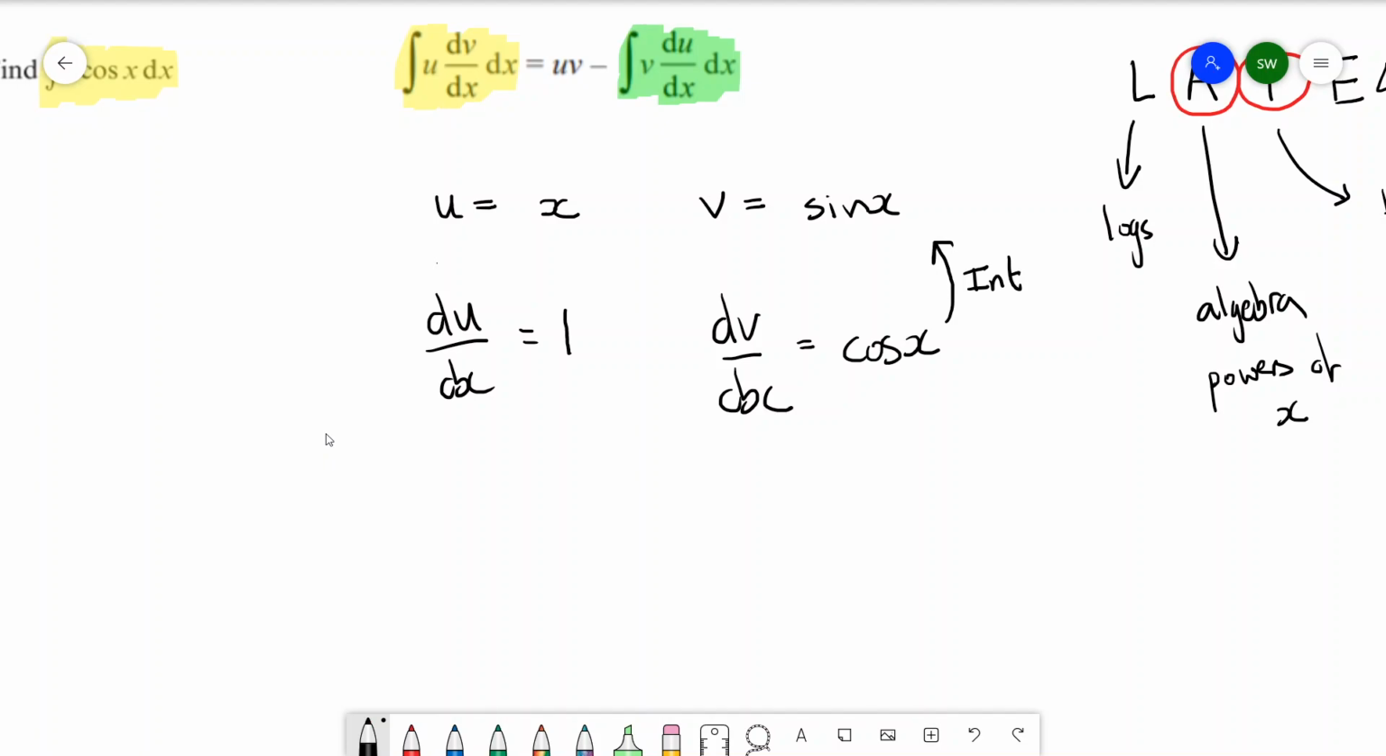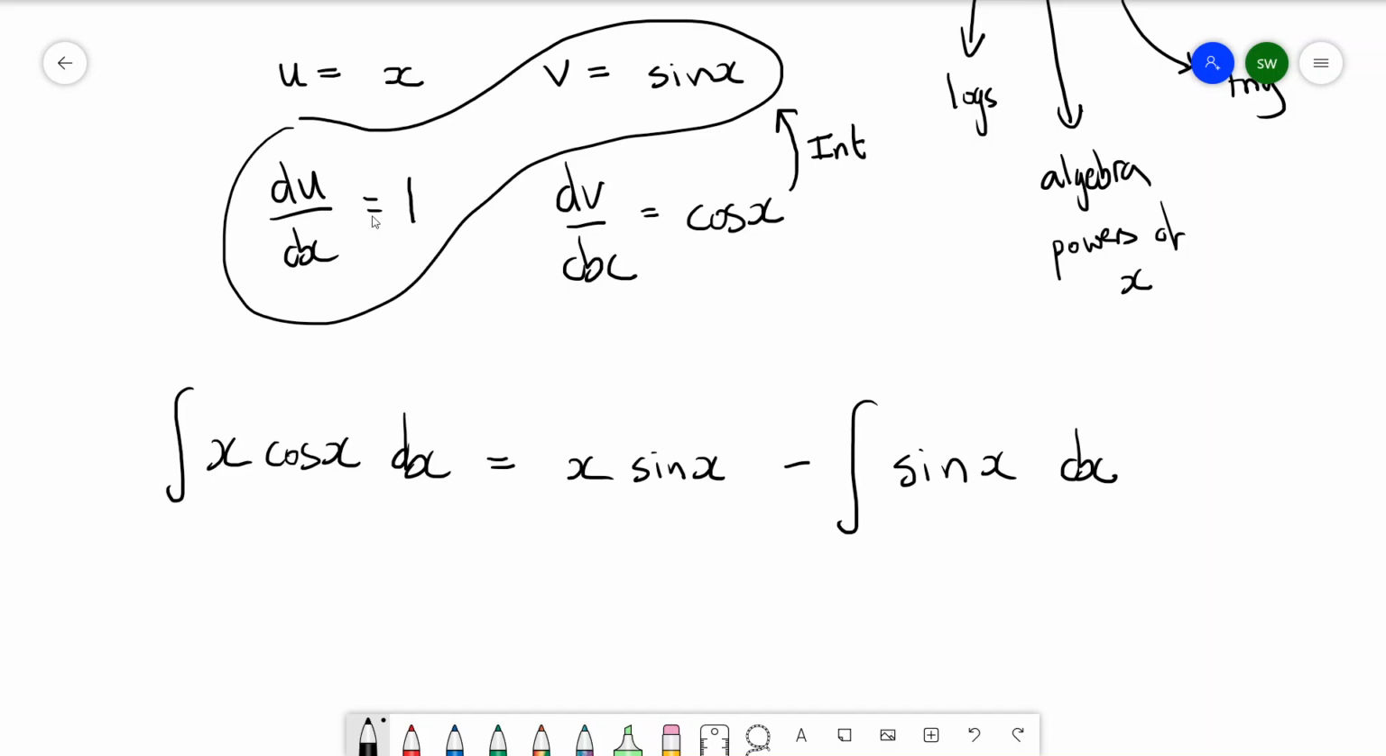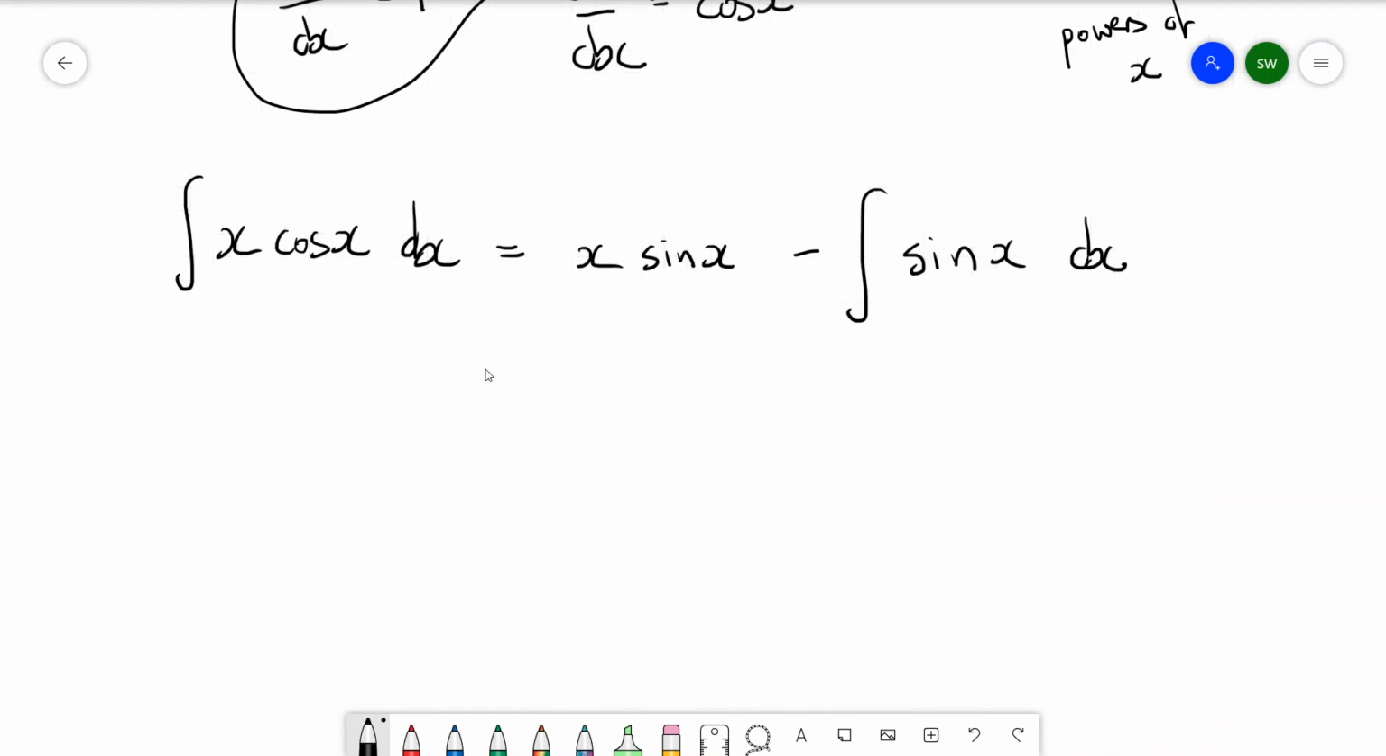So we can use this formula now. The left-hand side of the formula is the integral of x cos x, which is what we're trying to find. The right-hand side is u times v, so x sin x, minus the integral of v du by dx. So v du by dx is just sin x times 1, which is just sin x. And remember, this works because when we integrate these two, it's a simpler integral than we were faced with in the question.